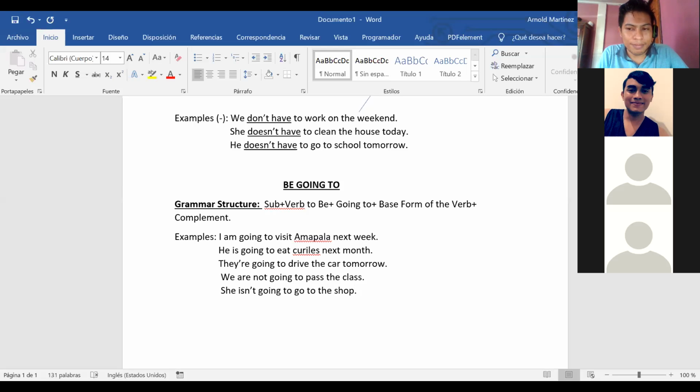Shop es barbería, ¿va? No, it's like tienda. Tienda, sí. Tienda, es que las confundo, la verdad. Okay, okay, we have then another one.